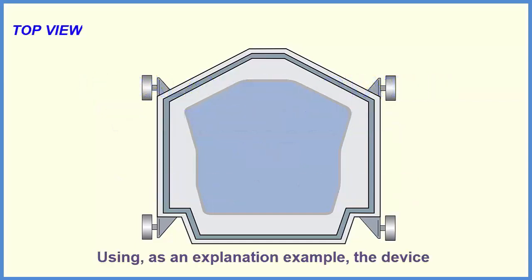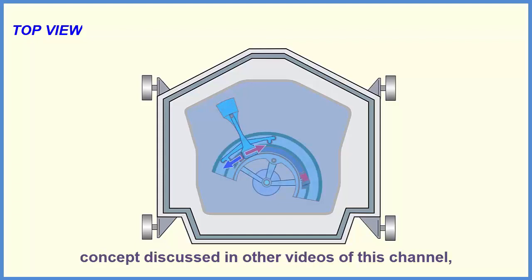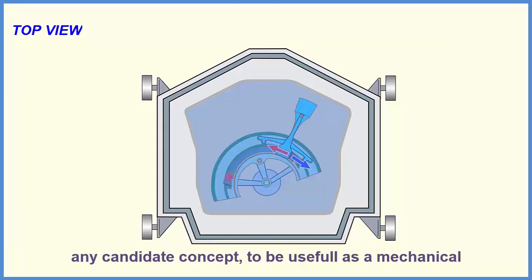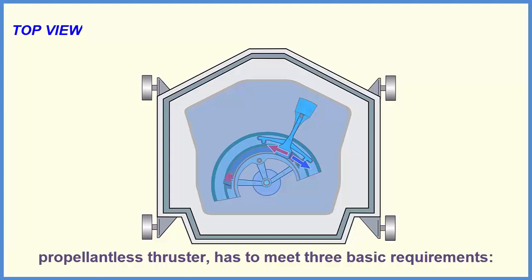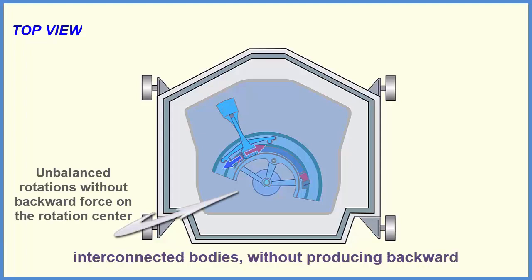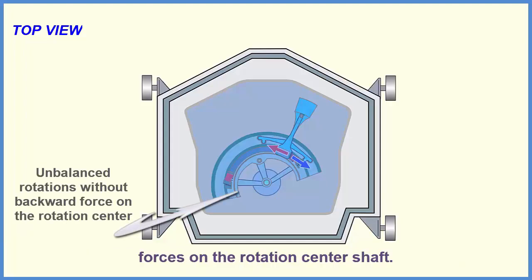Using as an explanation example the device concept discussed in other videos of this channel. Any candidate concept to be useful as a mechanical propellantless thruster has to meet three basic requirements. First, to provide the unbalanced rotation of two interconnected bodies without producing backward forces on the rotation center shaft.